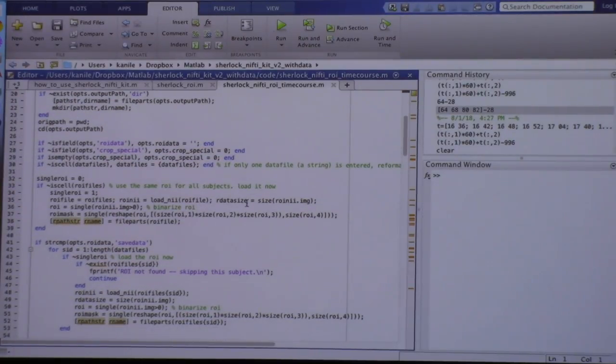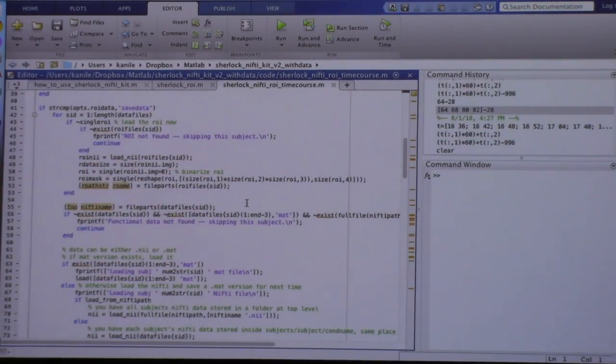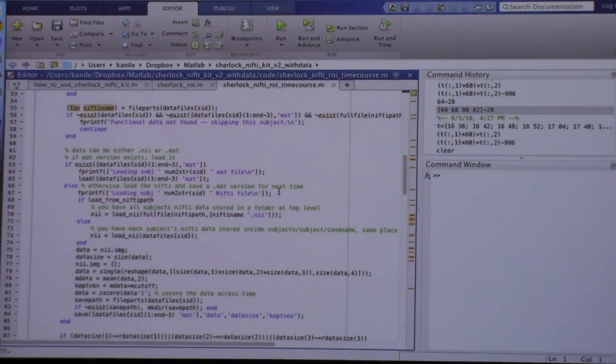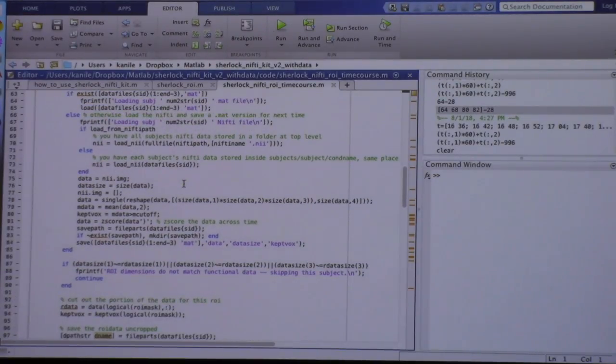Okay, it loads the ROI. If your whole brain data are in NIfTI format, then it takes this opportunity to resave them as a .mat file, which is a lot smaller and quicker to load. So in the future, we'll always check for both and load the .mat if it exists.